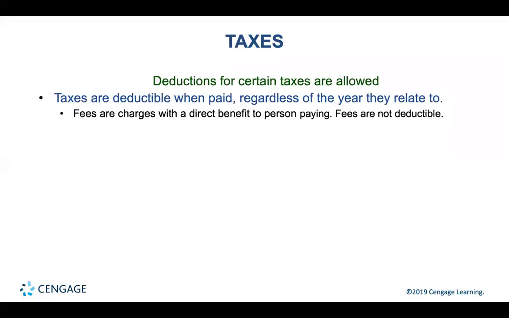Taxes are deductible when they are paid, regardless of what year they relate to. For example, if you pay your 2019 and your 2020 real estate taxes in the same year, say January the 1st, then you would deduct the 2019 and 2020 taxes in 2020. You do not deduct them according to which year they actually go to.